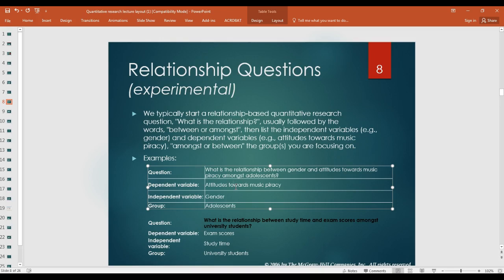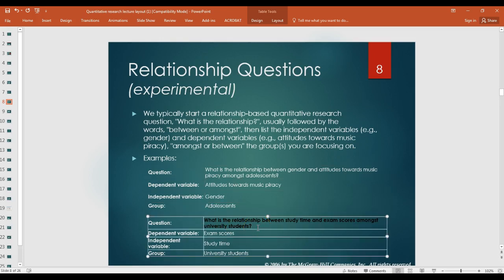So I want to know the influence of gender on the attitude. Okay, the attitude differs from one gender to another. So you manipulate the stronger variable, which is the gender, and you want to know how this affects the attitude. That makes sense. Okay, let's look at another question.